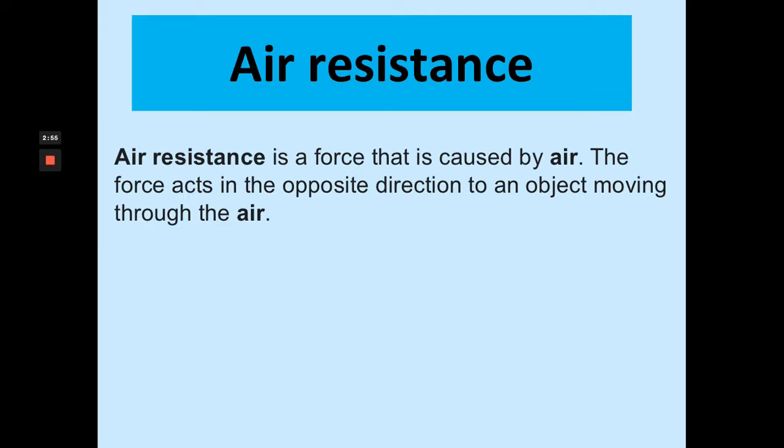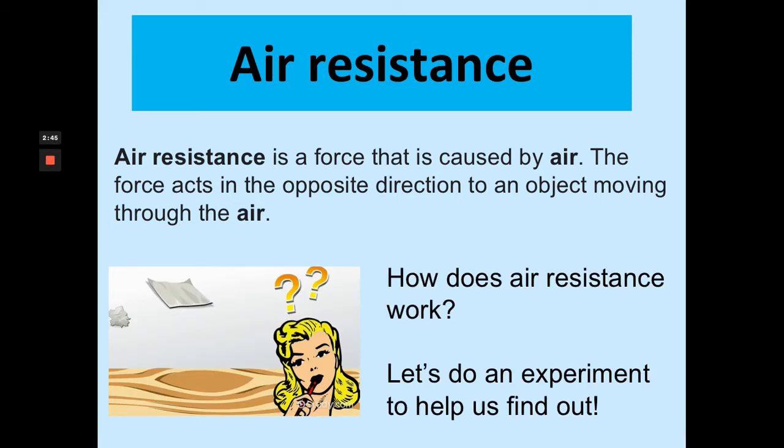Let's have a look at a definition. Air resistance is a force that is caused by air. The force acts in the opposite direction to an object moving through the air. So how does it actually work? Let's do an experiment together to find out.